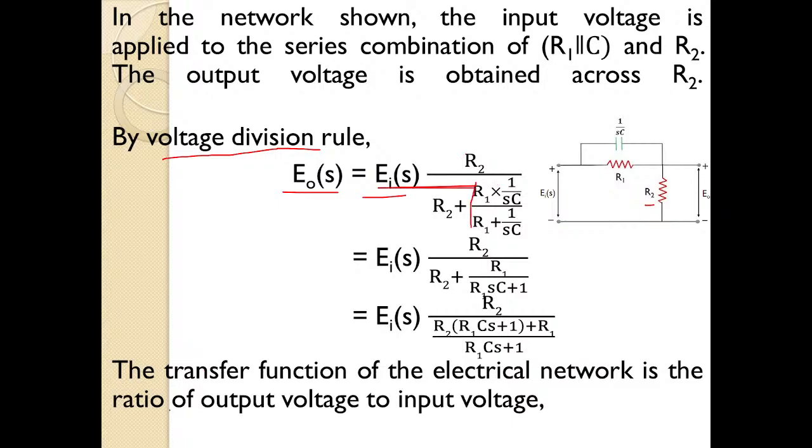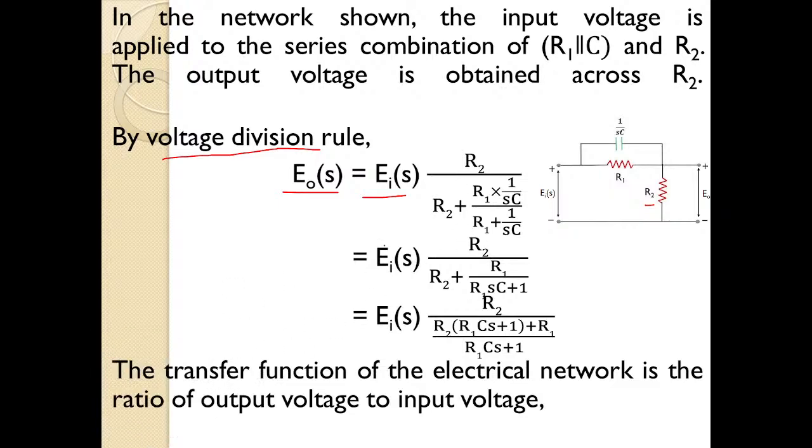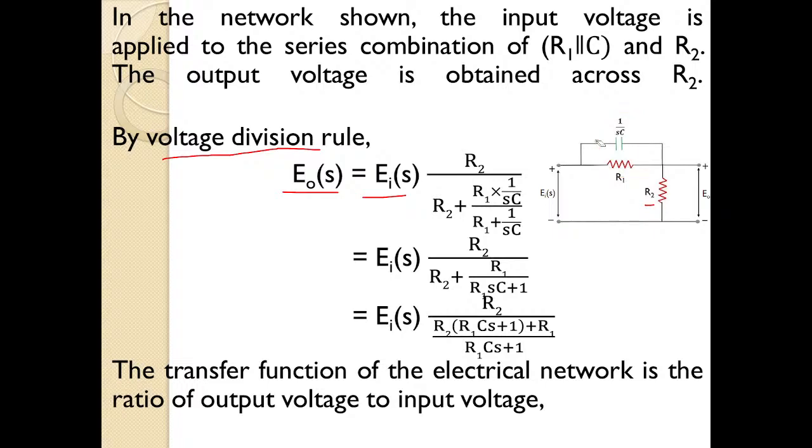What is the opposite resistance? The opposite resistance is the parallel combination of R1 and 1 by SC. R1 and 1 by SC are parallel to each other. So the equivalent resistance of this parallel connection is R1 into 1 by SC divided by R1 plus 1 by SC.